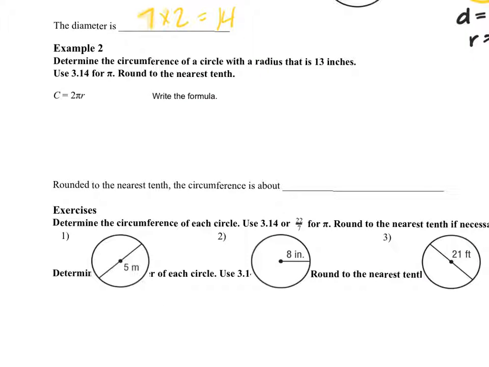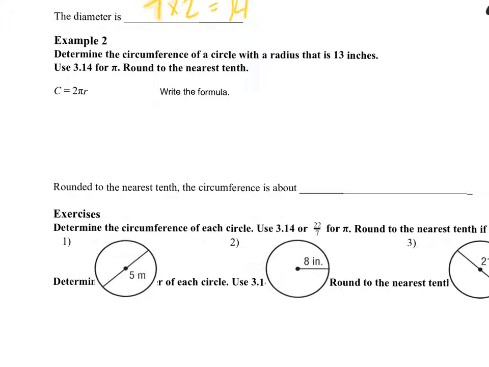Okay, example 2. Determine the circumference of a circle with a radius that is 13 inches. So they gave us our radius. Important information, right? Radius is 13 inches. We're going to use 3.14 for pi, round to the nearest tenth. That's important. You're going to do a bunch of multiplying with decimals and a bunch of rounding. And you'll start to figure out that there's numbers that you can kind of consistently match with 3.14, and you may not have to do your multiplication twice if you do it right the first time.